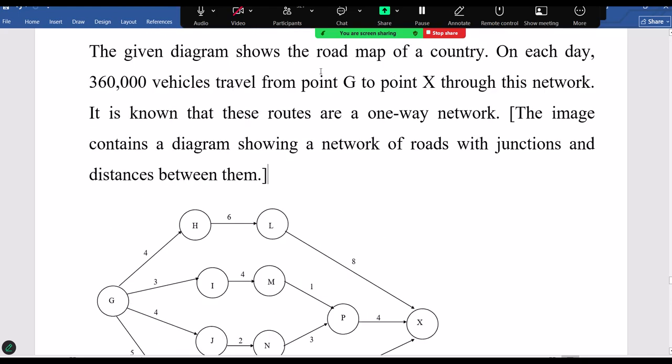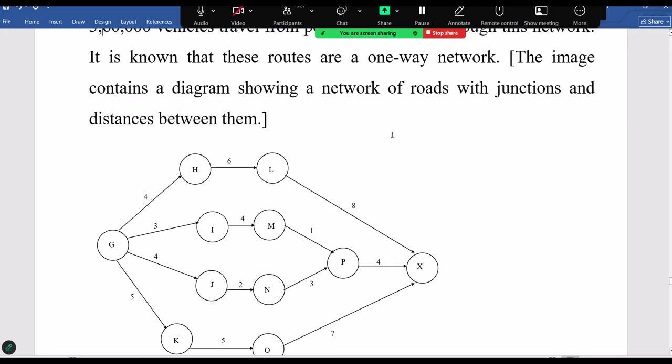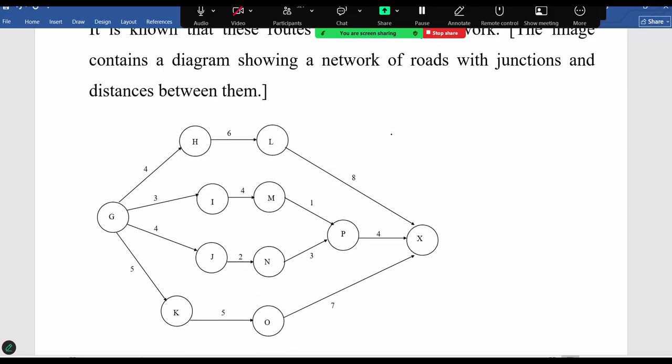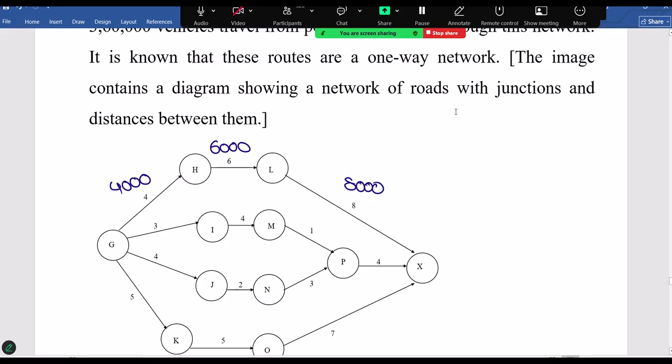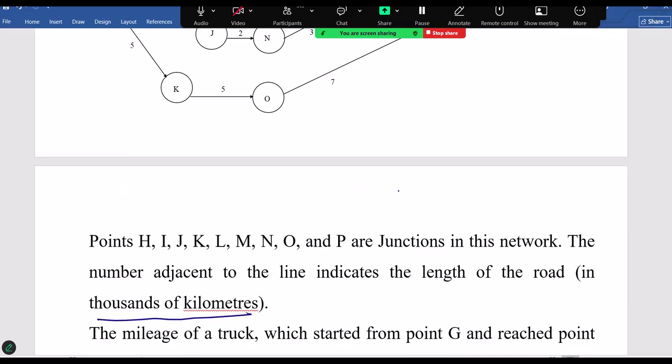Now here, what is the question? First of all, 3,60,000 vehicles travel from point G to point X. One-way network, so G to X only. These are the different routes from G to X. What does this number indicate? 4 means 4,000 kilometers distance. Here 6 means 6,000 kilometers. Here 8 means 8,000 kilometers. We are moving from G to X. They clearly mention what that number is: thousands of kilometers.